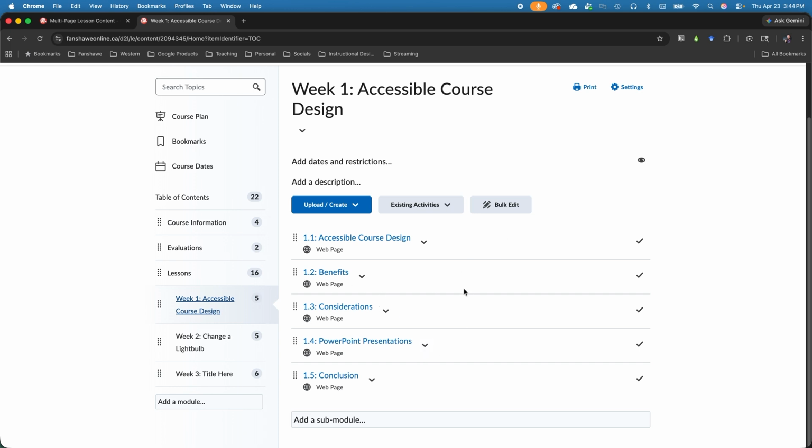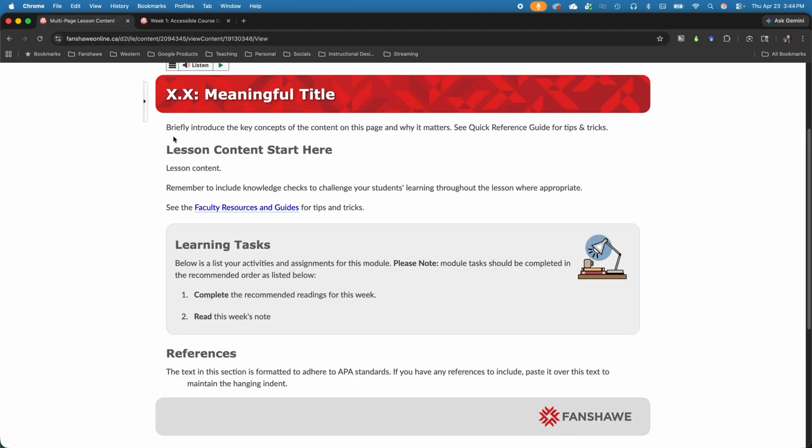The topic is accessible course design, and I've divided the lesson into chunks that explain the benefits of accessible course design, the major considerations when designing accessible courses, and specific considerations for designing accessible PowerPoints. There's space on this page for an introduction to put this particular chunk in context with the greater lesson, a space for the lesson content and any appropriate formative assessments, and some learning tasks if there are additional readings or videos to watch that will deepen their understanding.